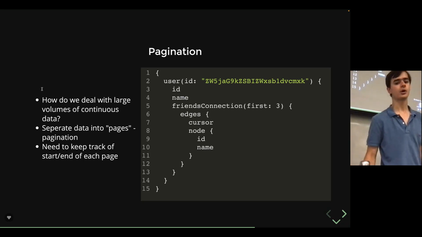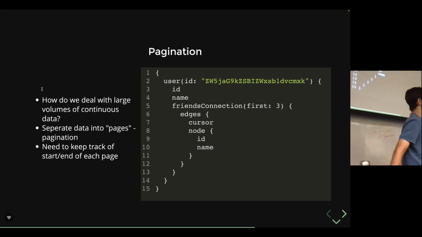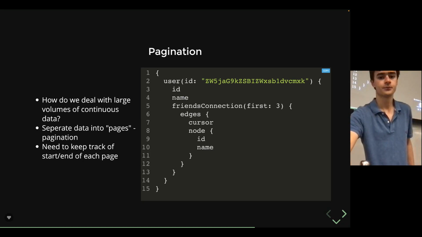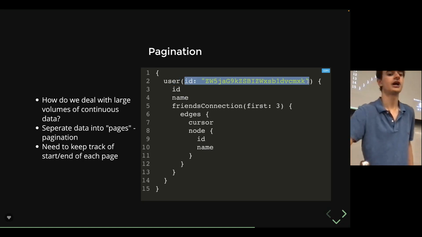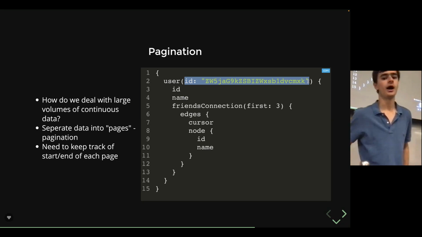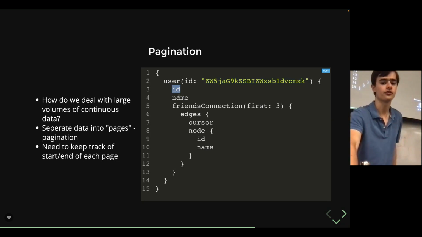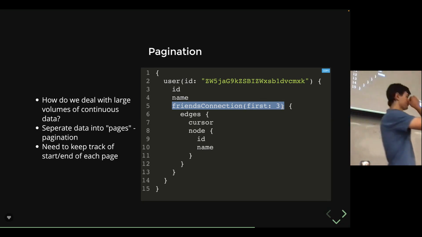So the way we do that in GraphQL is a concept called connections. And you'll see why it's called connections just by looking at this query here. So I have a person, they're a user. I say, give me the user with this ID. That calls the data fetcher, which resolves the field. And I can say, okay, what's their ID? What's their name? And what friends are they connected to? And I just want the first 3.